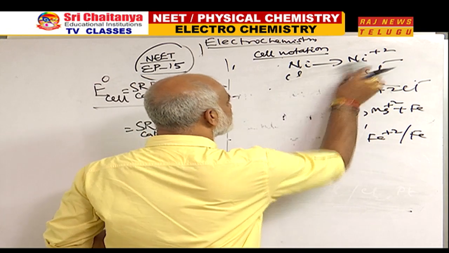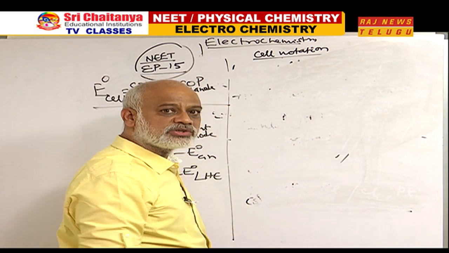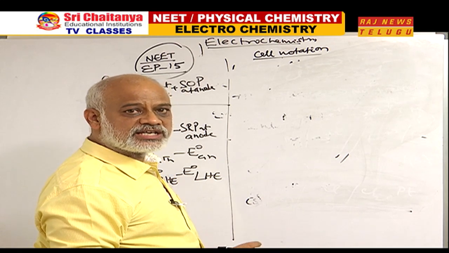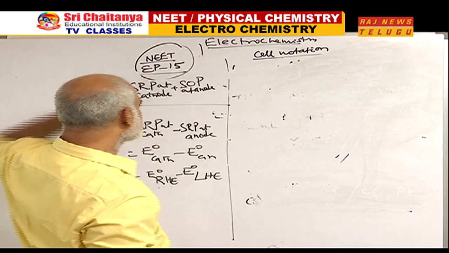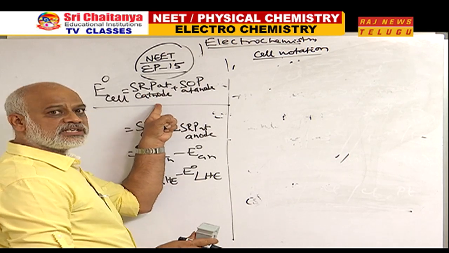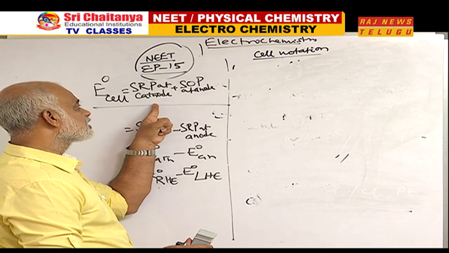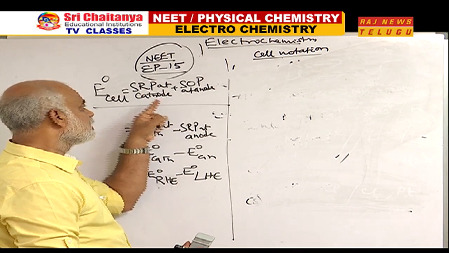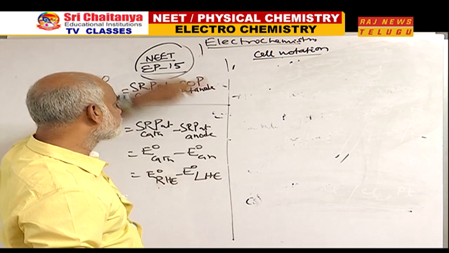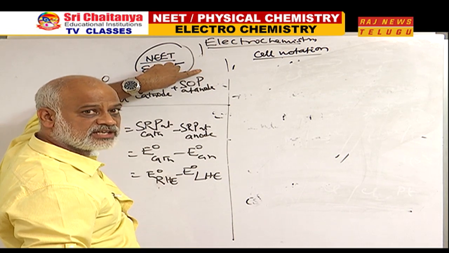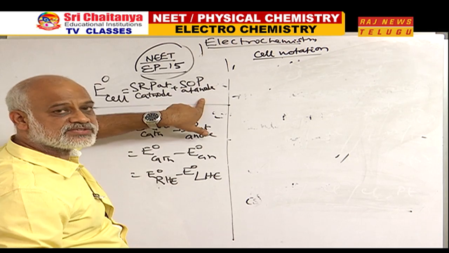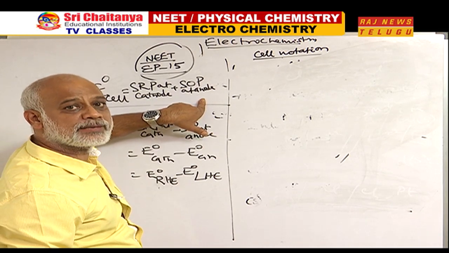Very good. Then the question comes: how to calculate cell potential? Cell potential is also called the EMF of the cell. What is the spontaneous process at the cathode? SRP. So, SRP at the cathode, we are giving a positive sign, meaning mathematically positive. What is the spontaneous reaction at the anode? SOP. So, SRP at the cathode plus SOP at the anode will give you the cell potential.